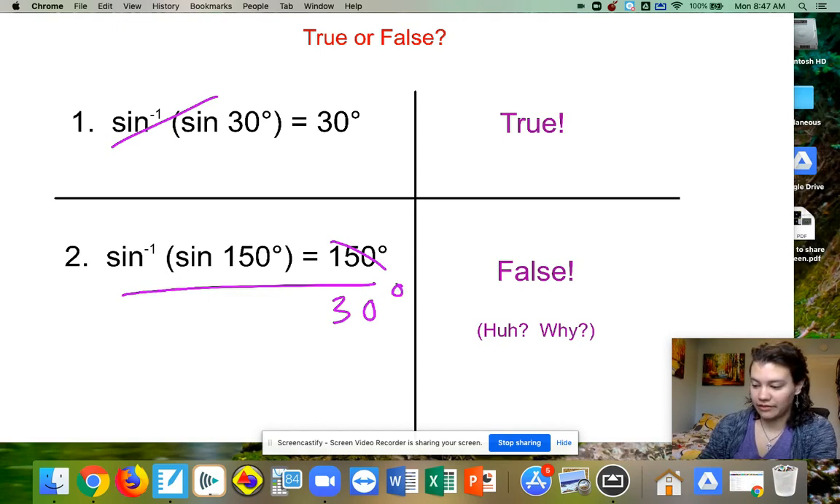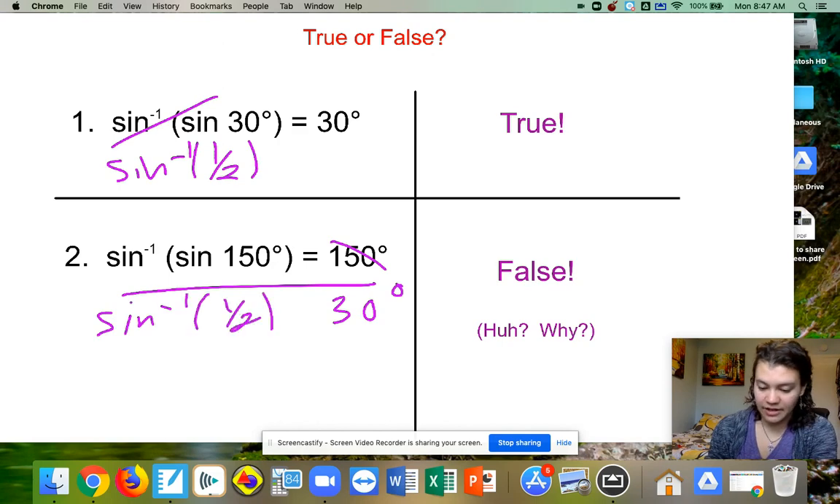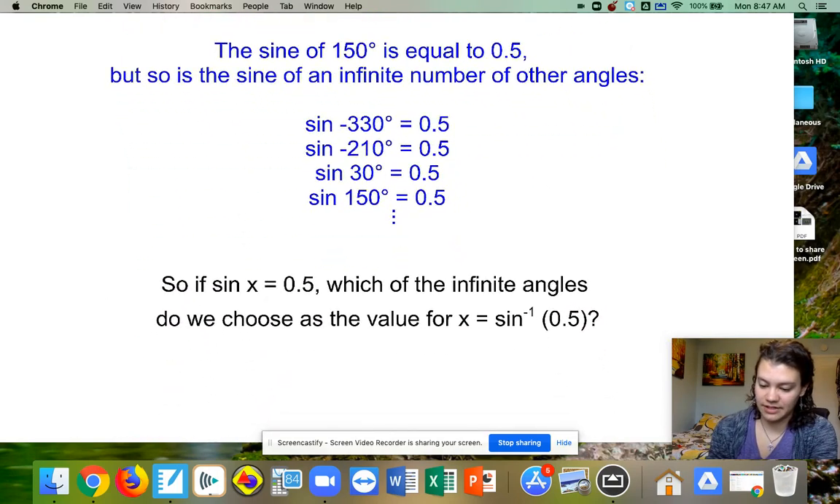If you think of it here, sine of 30 is a half. So you get sine inverse of a half. And then sine of 150 is also a half. And you can't have the same thing equaling two different numbers. That can't equal 30 and 150. That doesn't make sense. Or here, all of these equal a half. So sine inverse of them.